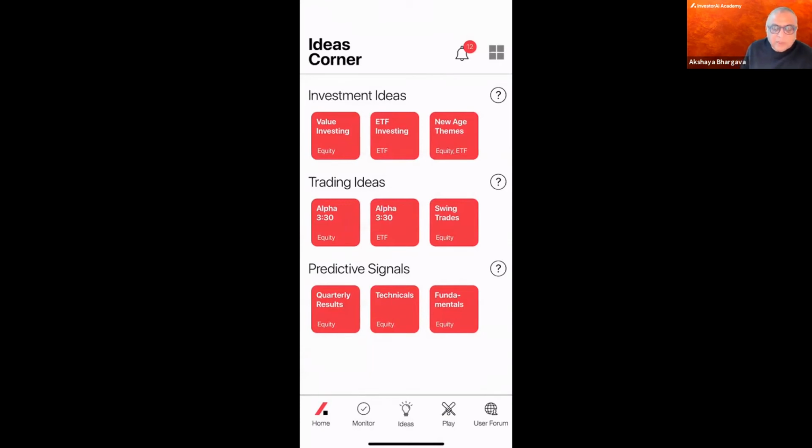To recap, value investing is really for slightly longer term buy and hold investors. The shorter term ideas, Alpha 330 and swing trades, are for shorter term investors. And some of the signals in quarterly results, technicals, and fundamentals are also very useful. The point to remember is that the signals are only there for stocks that have insights within our system. So if there is no signal, then it will not show up in technicals, fundamentals, or quarterly results.